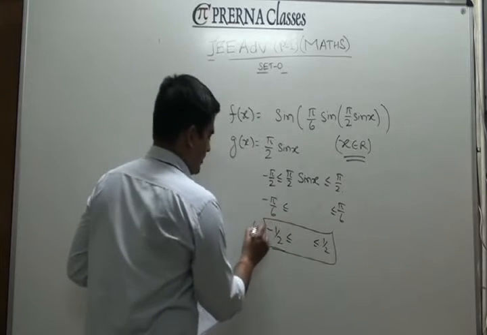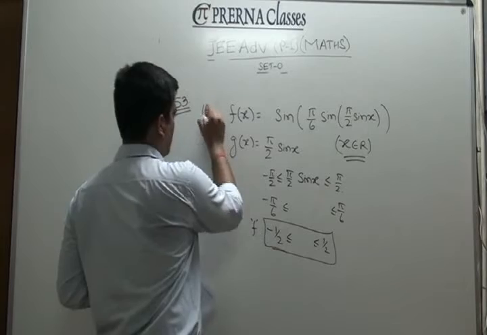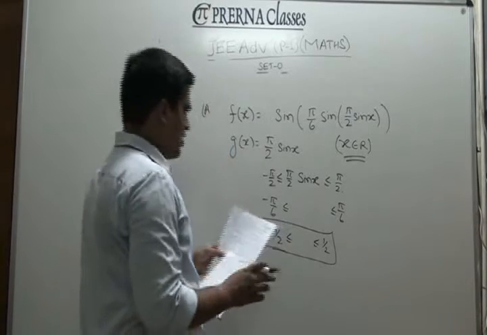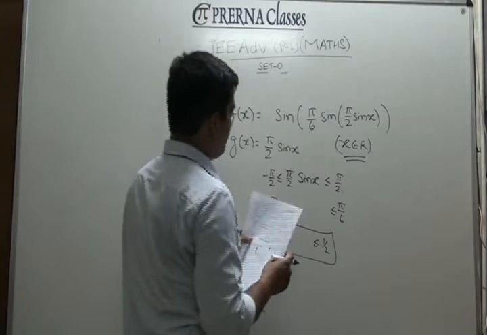This is: what is the range of f? This is what is the option A given. So that is clearly a correct option. After this you have to find out the range of the composition.